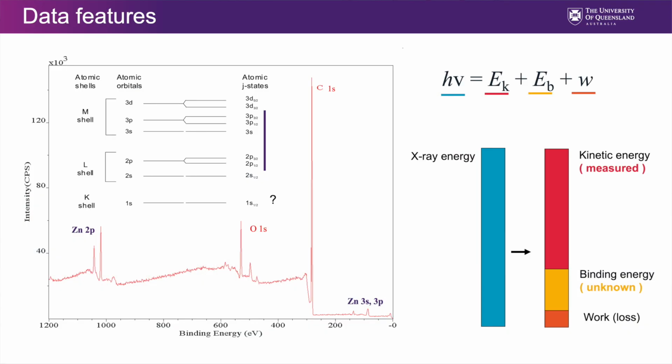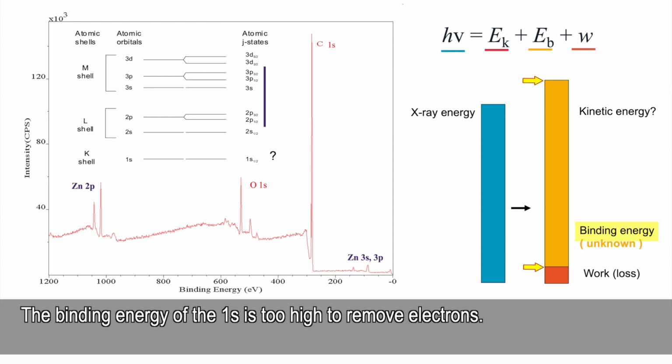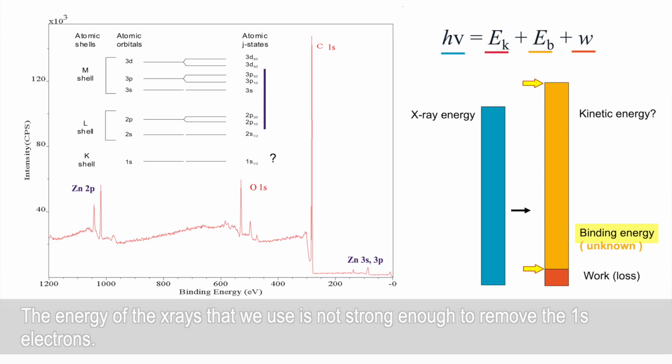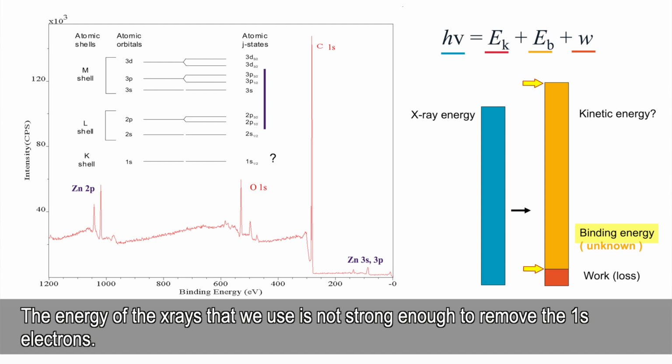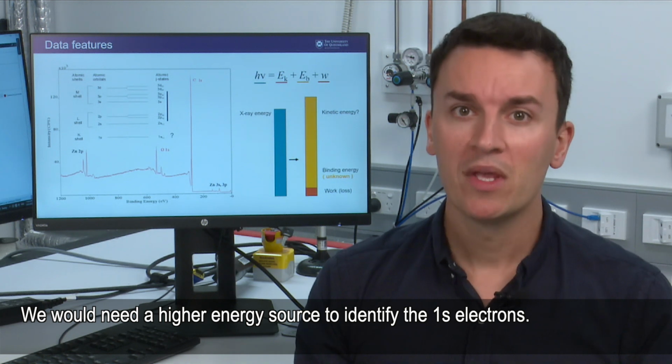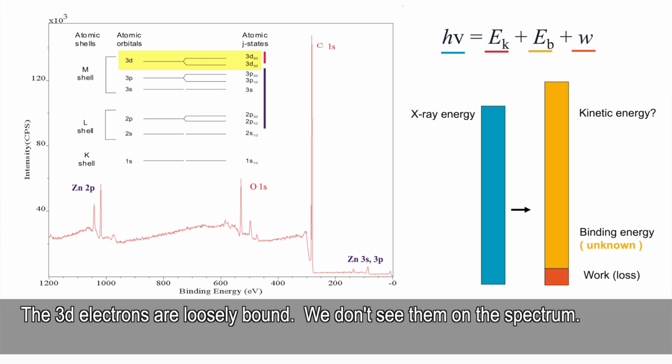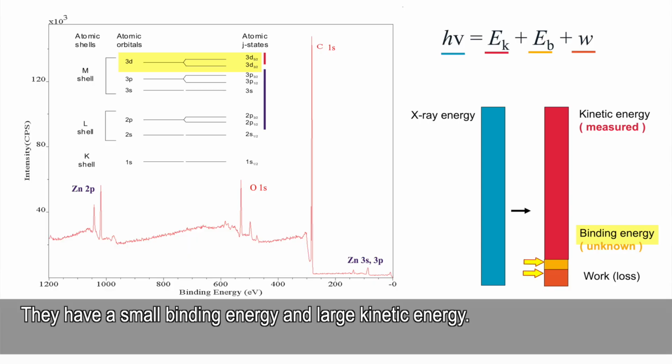If we look at this diagram, we see that we've got the 1s, and we can't actually see the 1s on this spectrum. Why is that? That's just because the binding energy of the 1s is far too high to remove the electrons. The 1s electrons are very tightly bound to the nucleus, and therefore the energy of the X-rays that we use is not strong enough to remove them. If we wanted to access the 1s electrons in this way, we would have to use a higher energy source. Also the 3d, these are very loosely bound. We don't actually see them on there. They would be very low on the binding energy scale. They're very easy to remove. We can see they've got a very small binding energy and a very large kinetic energy.